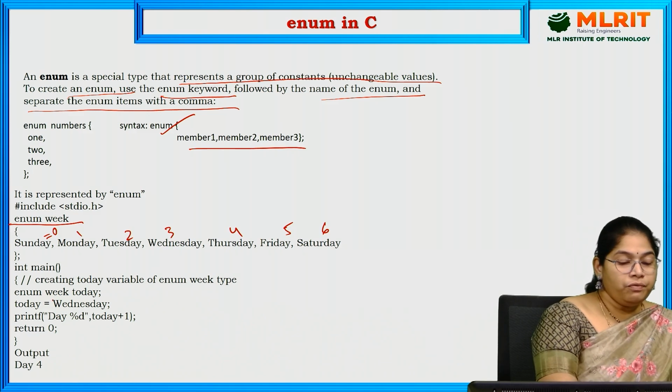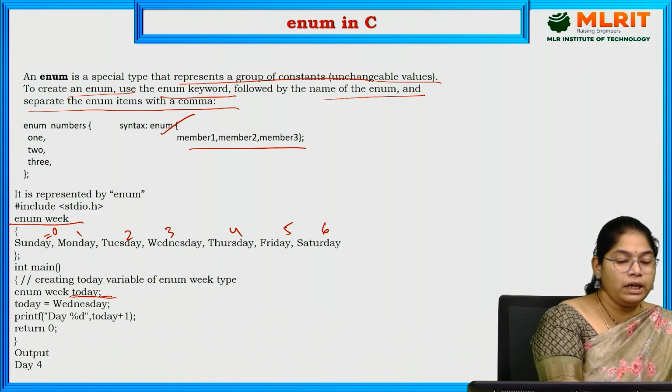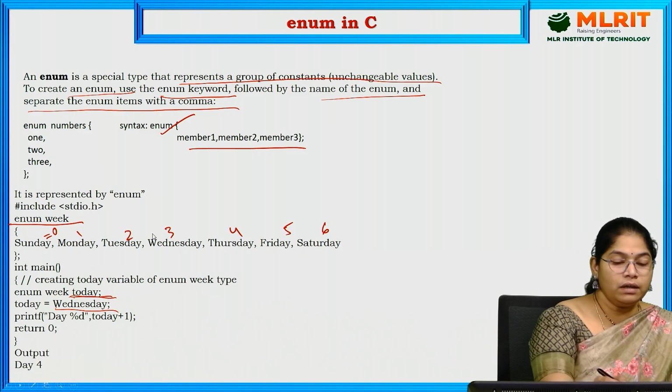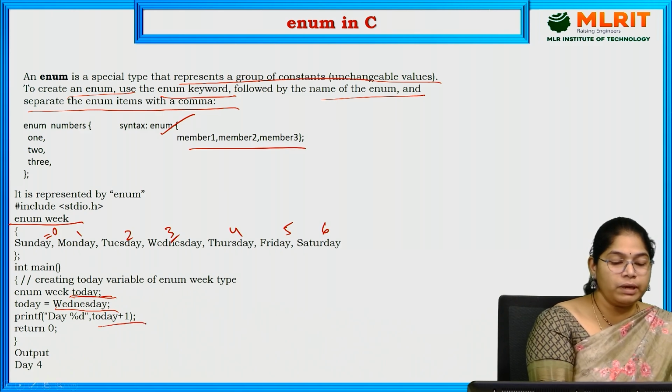So enum week today. Here I created an enum variable of the enum week. Today is assigned the value Wednesday. Wednesday is given the integer constant 3. So if I use today plus 1, that is 3 plus 1, the output will be 4.